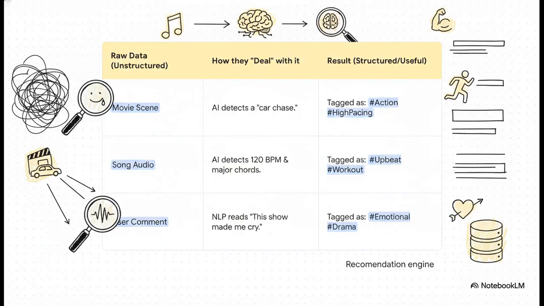This slide really brings it all home. We start with messy, raw data. A movie scene, a song's audio, a user's comment. Then an AI applies one of our tidying methods. It scans the scene for a car chase. It analyzes the song's beat, or it reads the emotion in the text. The result is a clean, structured tag that a recommendation engine can actually use. This is how the magic happens, from mess to meaning.